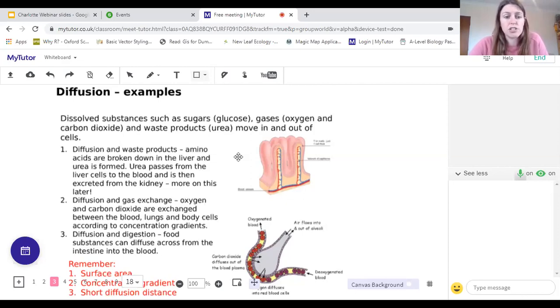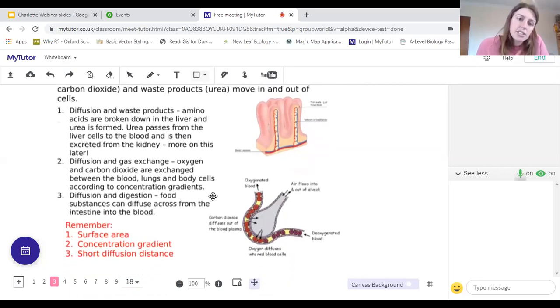And finally, diffusion and digestion. Food substances like glucose will diffuse across from the intestine into the blood before that glucose heads round to all of the things like muscle cells and other parts of the body. It can diffuse across the membrane surrounding the intestine into the blood.